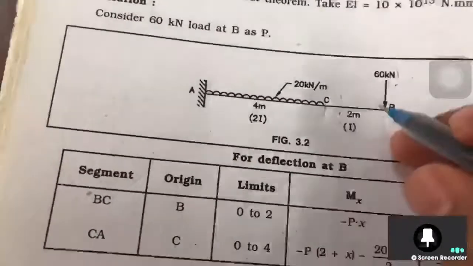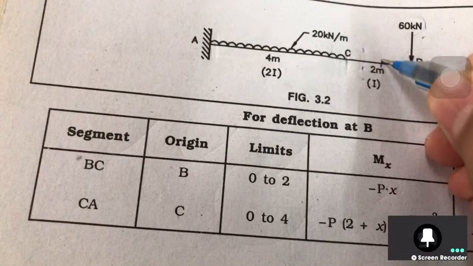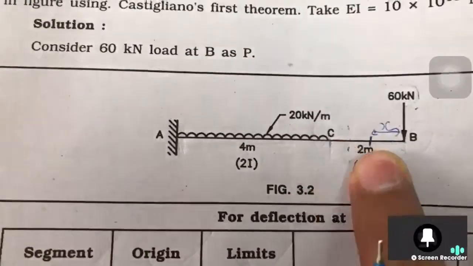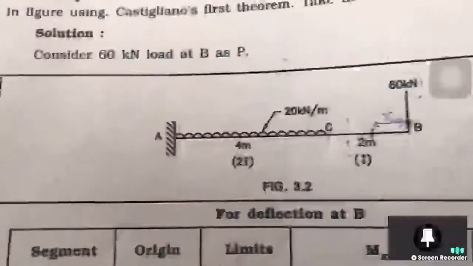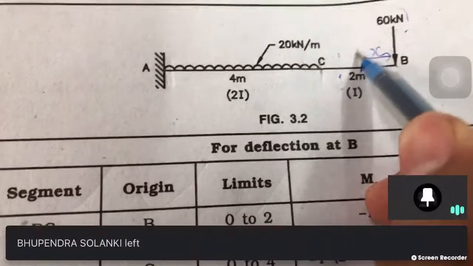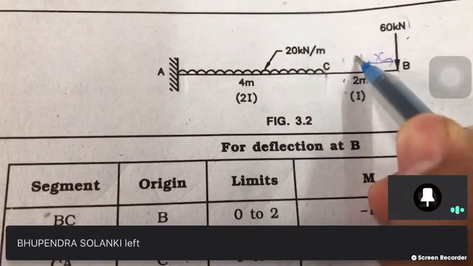Now the main thing is Mx. How will we find the value of Mx? For that you need to remember, suppose I am talking about a point somewhere here. I'm marking a point somewhere in BC, and the distance would be x. So what would be the bending moment at this point x?